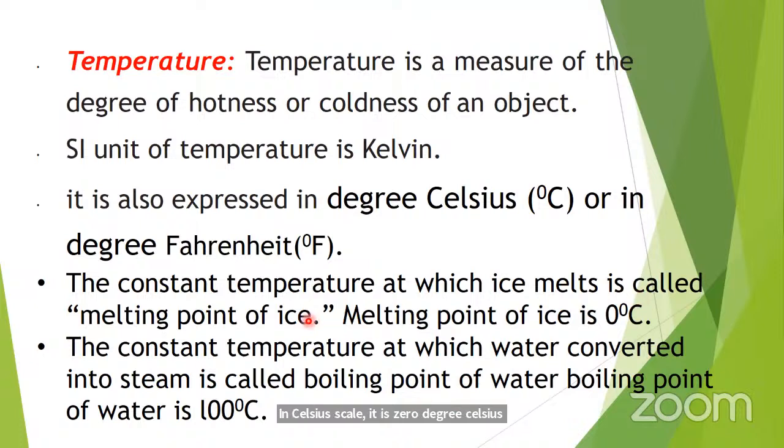Melting point of ice. See, ice, water and water vapor, these three things, if you observe states of matter, are the same material, water only. If it is solidified, we call it ice. If it is vaporized, we say water vapor. But the chemical composition is not at all changed. The temperature at which ice starts melting, and its temperature does not rise at that point until the total ice is melted, is called the melting point of ice.